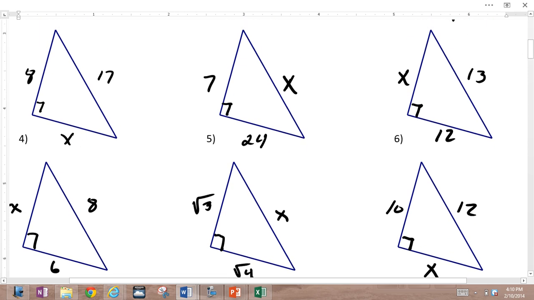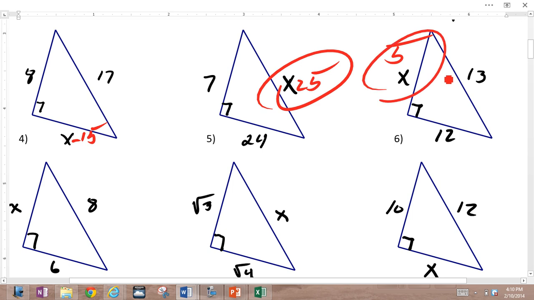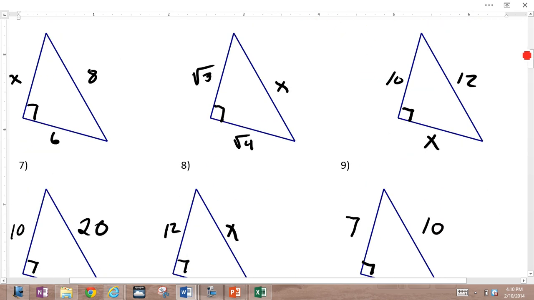This is an 8, 15, 17. This is a 7, 24, 25. Okay, you want to check on that one. This is a 5, 12, 13. Recognize that right away. Okay.